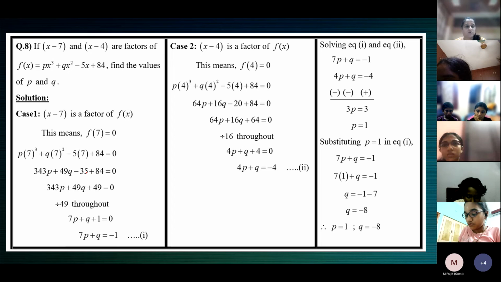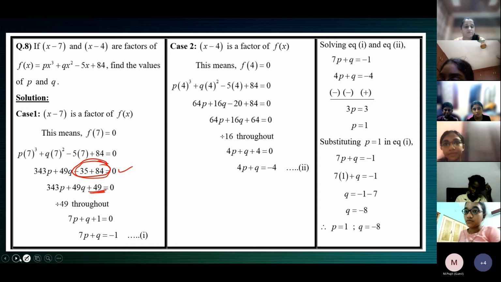So in this simplification, 7 cubed is 7 into 7 into 7, 343p. 7 squared is 49, 7 into 7. 49q minus 35 plus 84 is equal to 0. Then these two are numbers. You can simplify them. Minus 35 plus 84 is plus 49. So you get 343p plus 49q plus 49 is equal to 0.